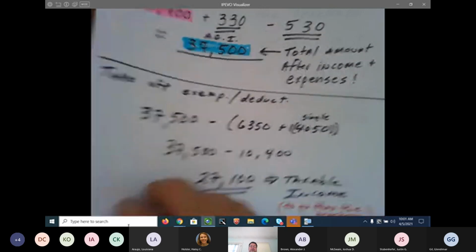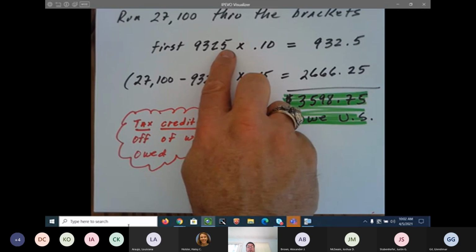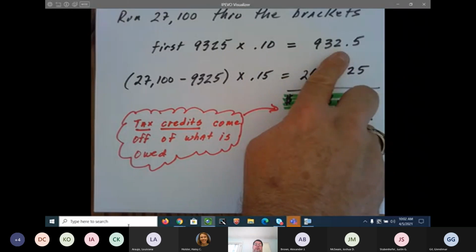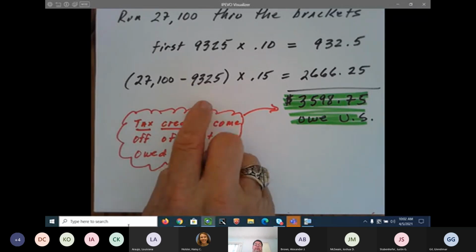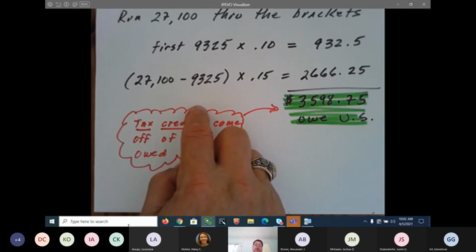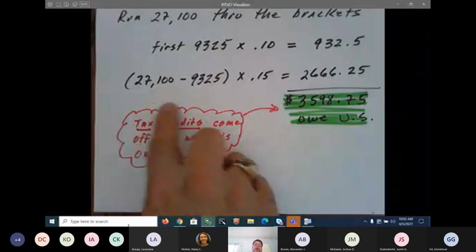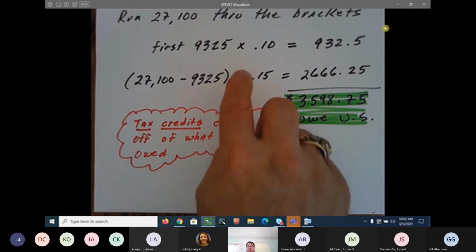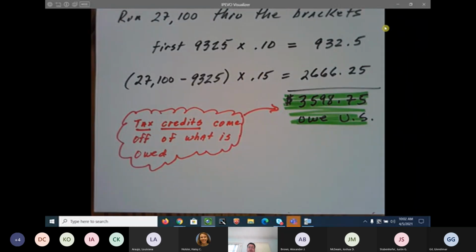And then we look at the brackets, and the first $9,325 of what we owe is taxed at 10%. And then 27,100 minus that. Now, what if you made 30,000 or above the second one? Well, then you would take the max of the second and subtract that, and the rest would fall in the third bracket, which I think is at 17% or whatever. Anybody got any questions on this one? Because this is a test question, even though this is not on the question, I added it so you would have it. Does anybody have a question on this one?